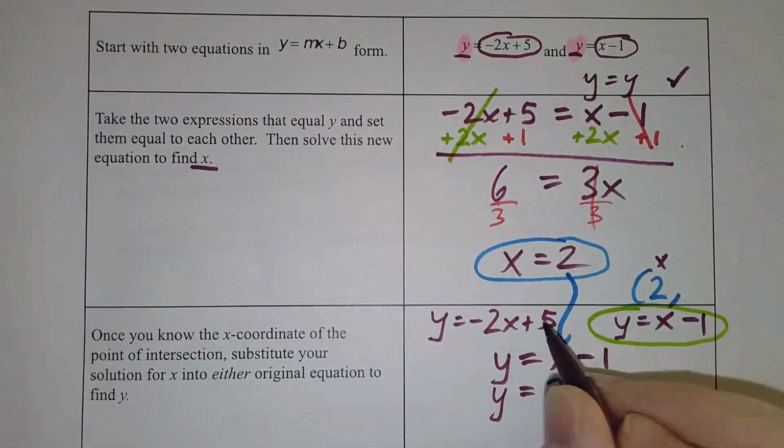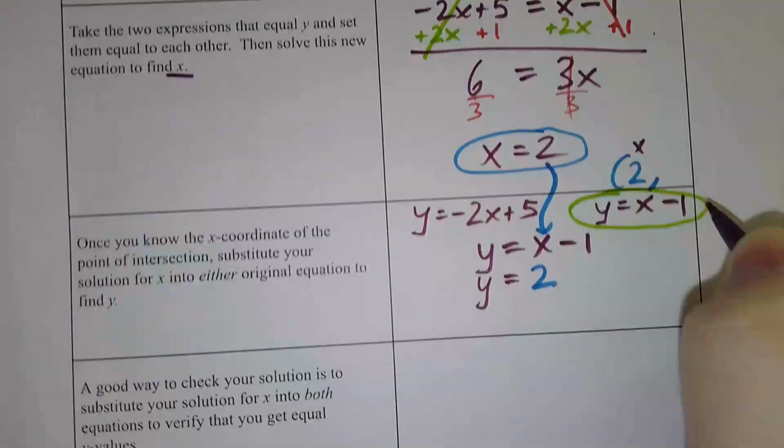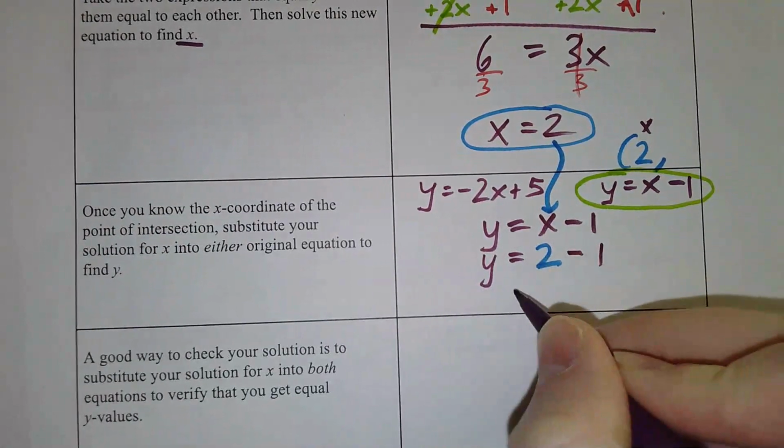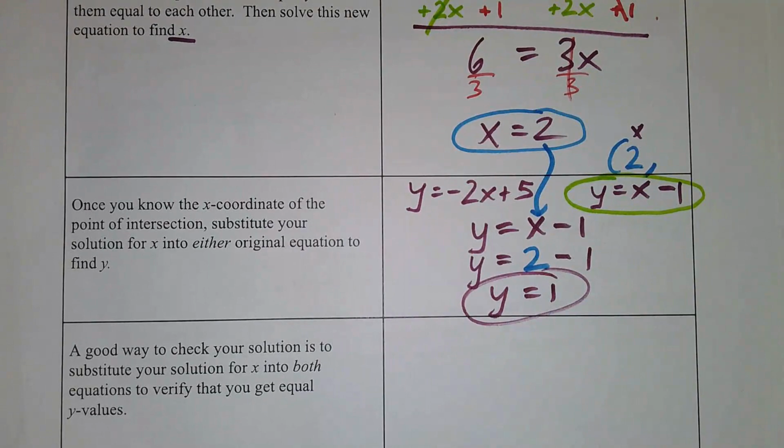We chose the easier equation, which was this. Clearly it's this one. It's a little easier there. So we take that equation and we put the number 2 in for x. 2 minus 1, that's going to be 1. Okay, very good. So now we hopefully have an answer.